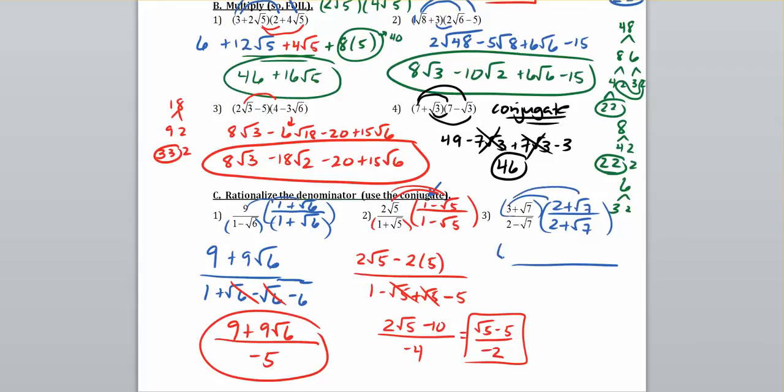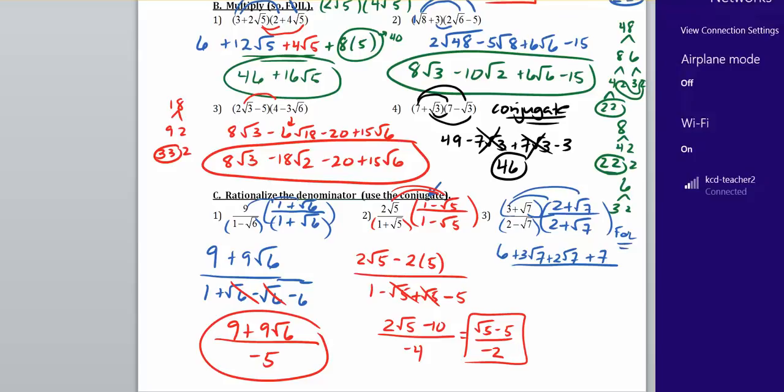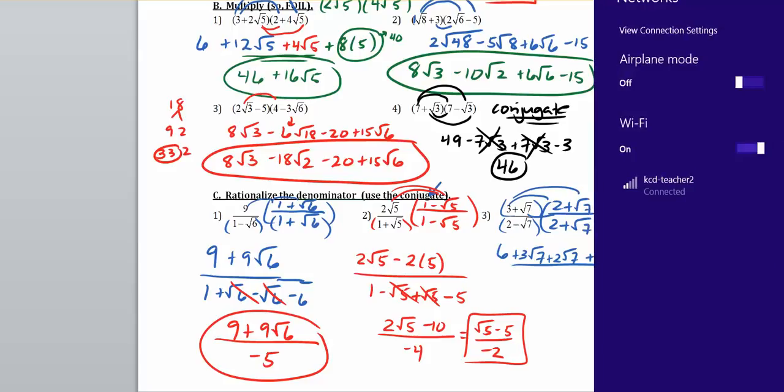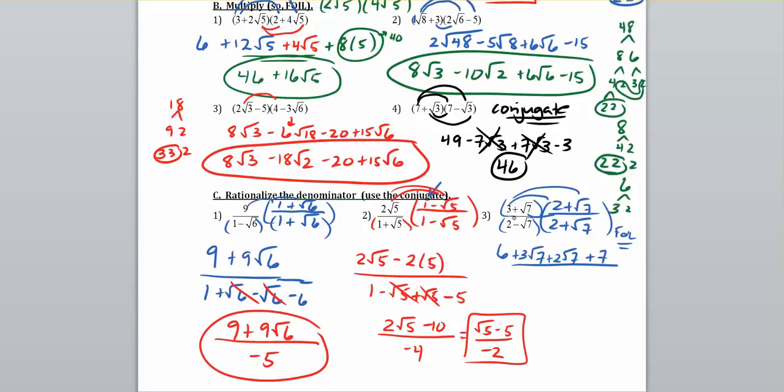3 times 2 is 6. 3 times root 7 is just 3 root 7. 2 times root 7 is 2 root 7. And then root 7 times root 7 is 7. In the denominator, again, we're FOILing. Make sure you FOIL when you have a binomial times a binomial. 2 times 2 is 4. 2 times root 7 is 2 root 7. Negative 2 times root 7 is negative 2 root 7, and then negative root 7 times 7 is minus 7.